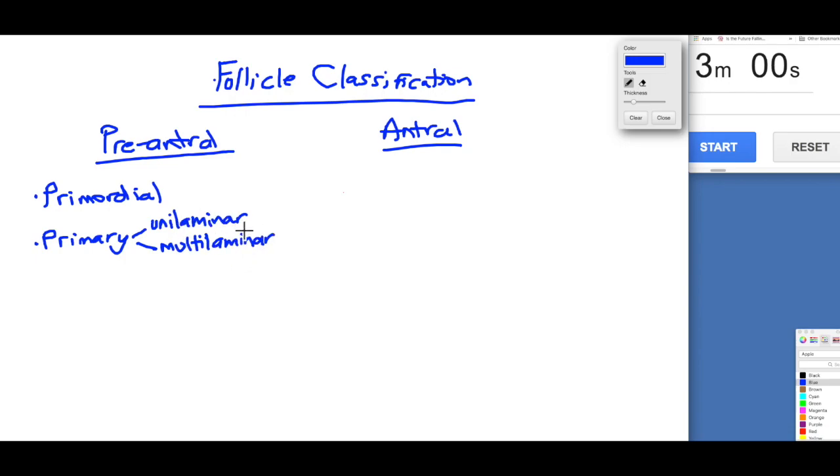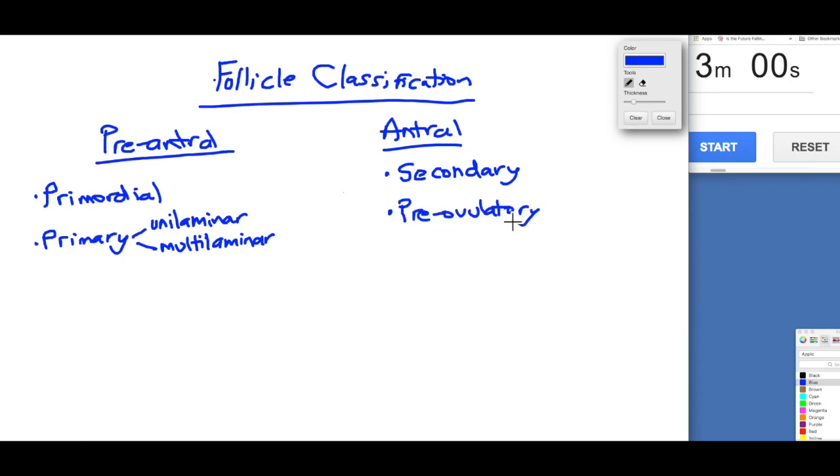Now just be aware that the textbooks may classify these a little bit differently. So some textbooks classify primordial and primary as being a single layer of granulosa cells, and then when they become multiple layers of granulosa cells, they're sometimes referred to as secondary follicles. Here, however, a secondary follicle for me is going to be a follicle which has an antrum. It's just begun to develop an antrum. So a secondary follicle is our first antral follicle, and then if it gets picked up by FSH, then it may become a pre-ovulatory follicle.